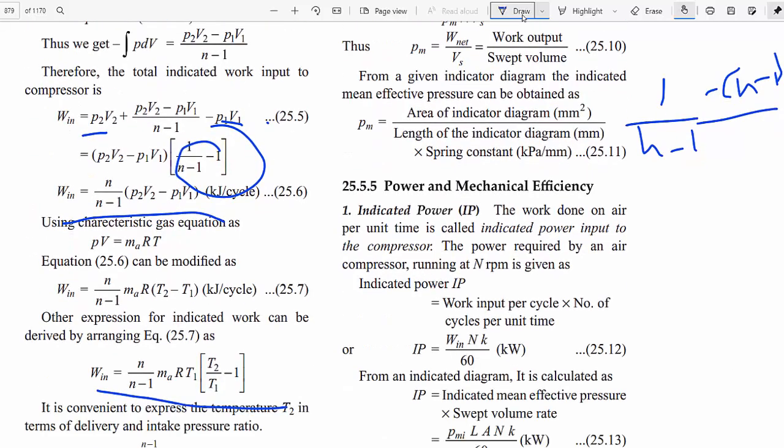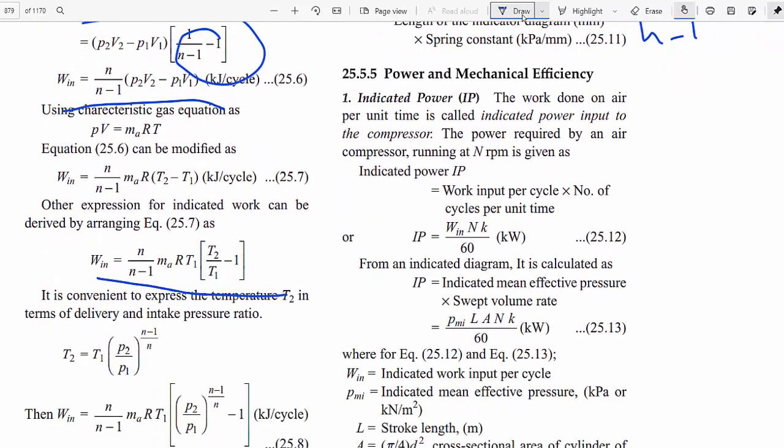Then power and mechanical efficiency. Indicated power is equal to work input per cycle into number of revolutions. Work input is calculated in the previous formula, N is the speed of the compressor, and K is the number of cylinders.